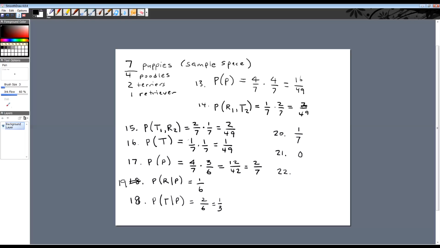And number 22, similarly, that both would select a retriever harkens back to number 21. The probability is 0. Because there's only one retriever, they cannot both select a retriever.